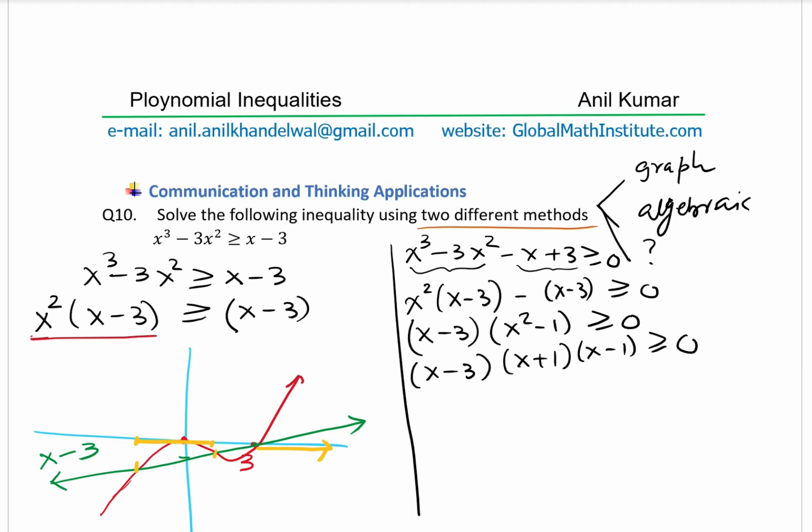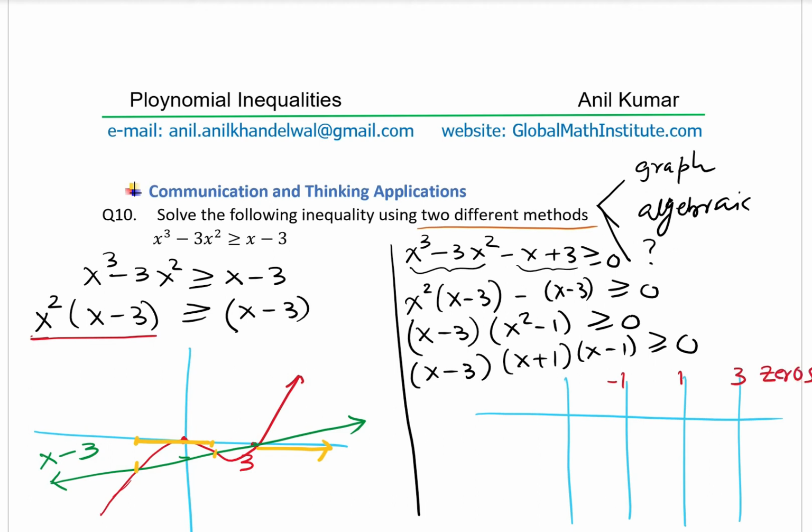So from here, you can actually sketch a graph or do the interval table, correct? So both things can be done. What I will do here is kind of mix and match. So we'll just plot the points on the table. We have our zeros, which are at 3 and plus and minus 1. So minus 1, 1, and 3. These are our zeros.